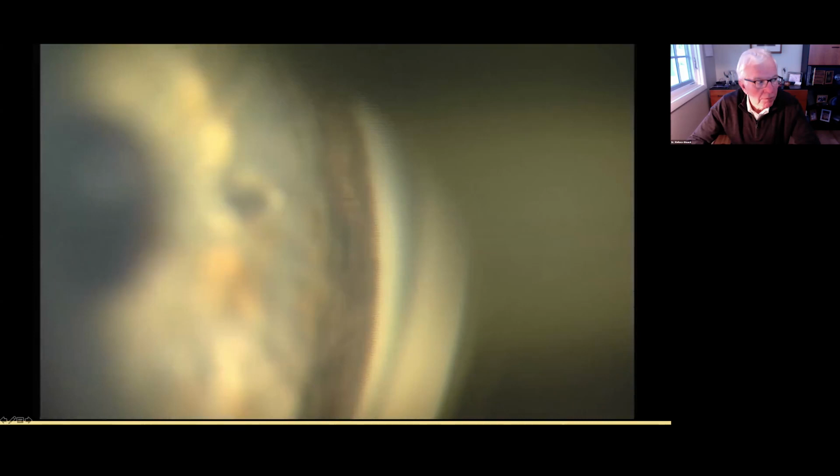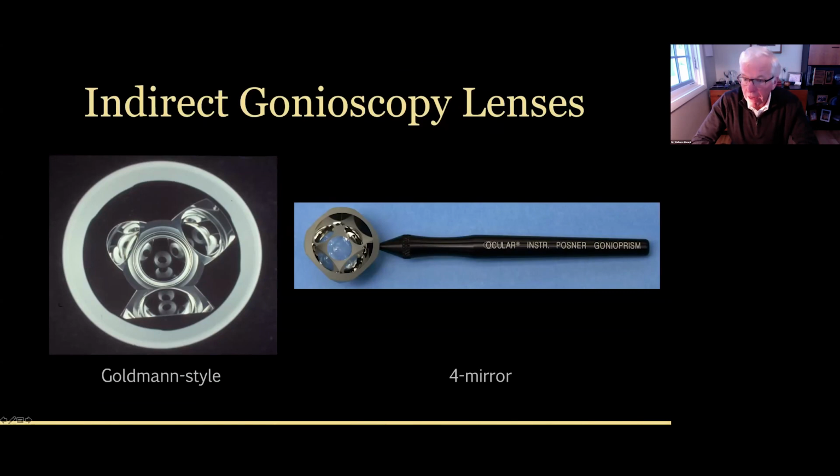So we're going to talk about indirect gonioscopy today and specialize on techniques for difficult angles. There are two main types of indirect lenses: the Goldmann style lenses, as you can see on the left, and the four mirror style lenses. The old prototype was the Zeiss lens. It's really not made anymore, but you'll see it crop up in my talk periodically.